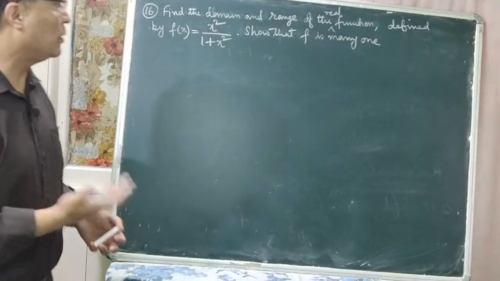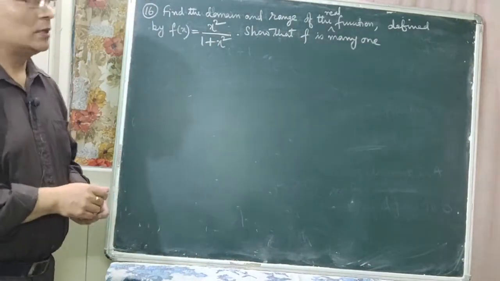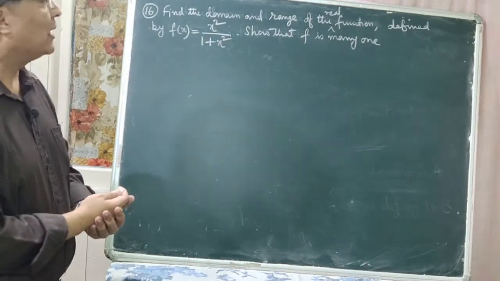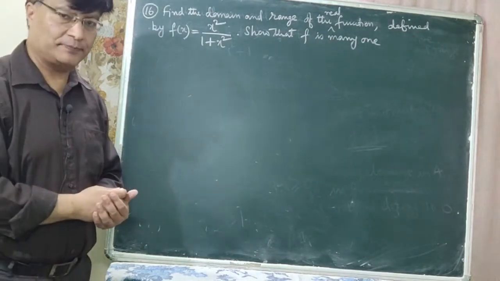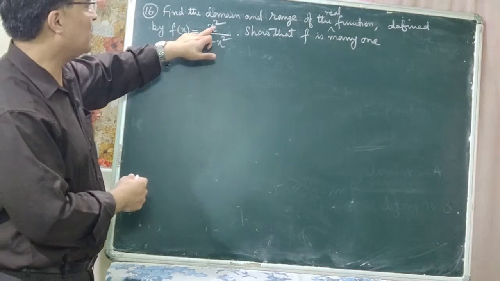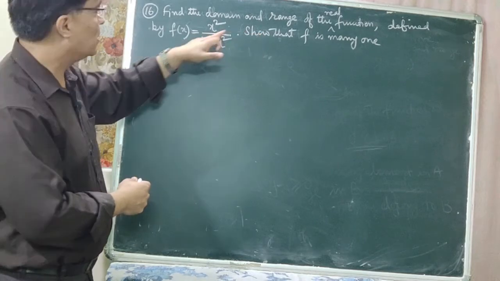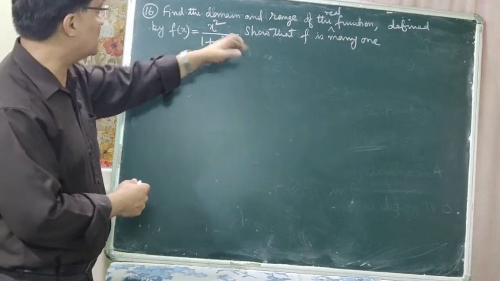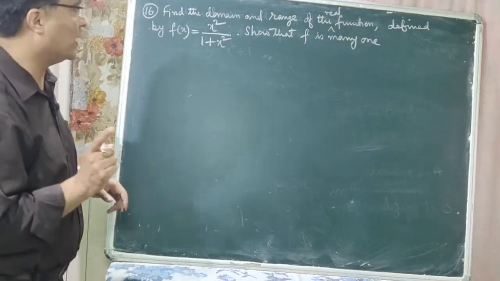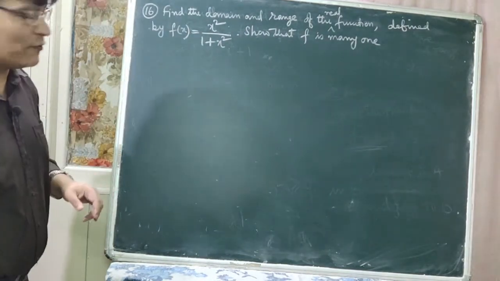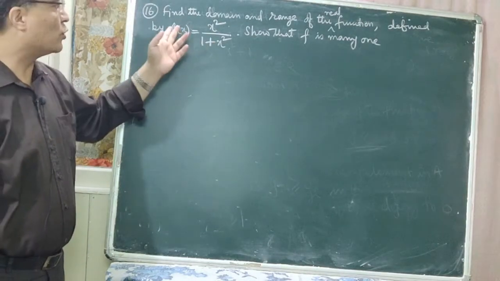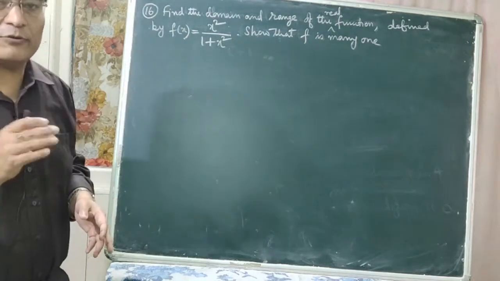So now we'll do the next question, that is question number 16. In this case also you have to find out the domain and range of the real function. Real function means a defined function. That means x belongs to the set of real numbers, and f of x also belongs to the set of real numbers. The function is defined by f of x is equal to x square upon 1 plus x square. So for this function you have to find out the domain and range.